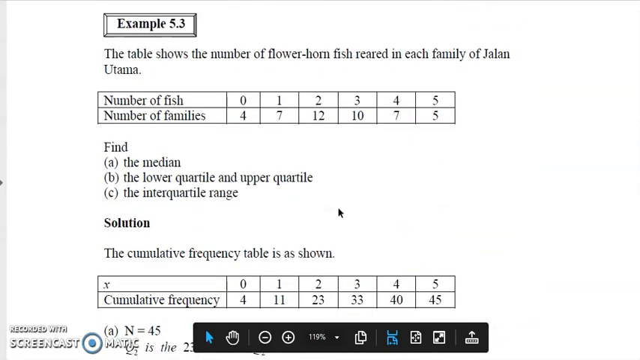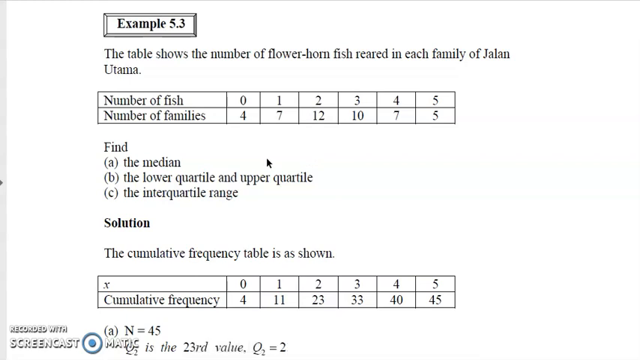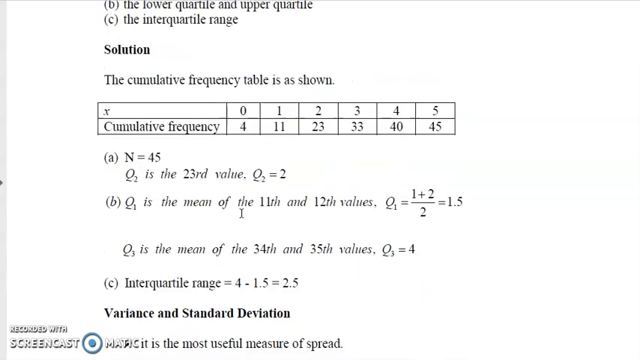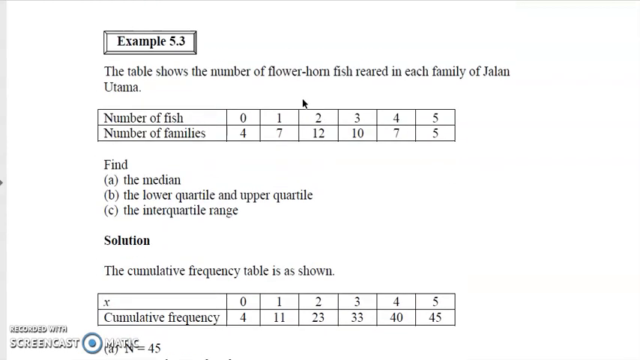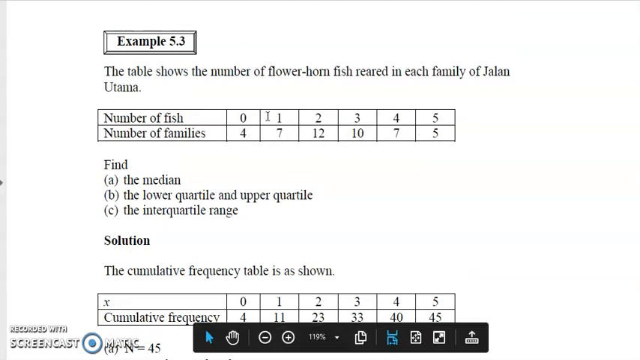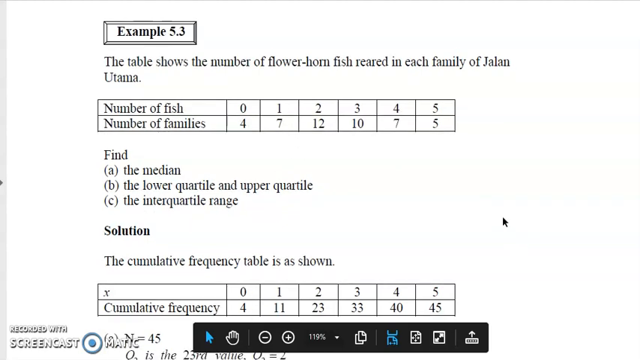Then example 5.3 is still ungrouped data, but they already put it into a table. Find the median, lower quartile, upper quartile, and interquartile range. The n is 45, so you can calculate everything here. The number of families is 4, 7, 12, 10, 7, 5, but you just need to have 4 here, and 4 plus 7.